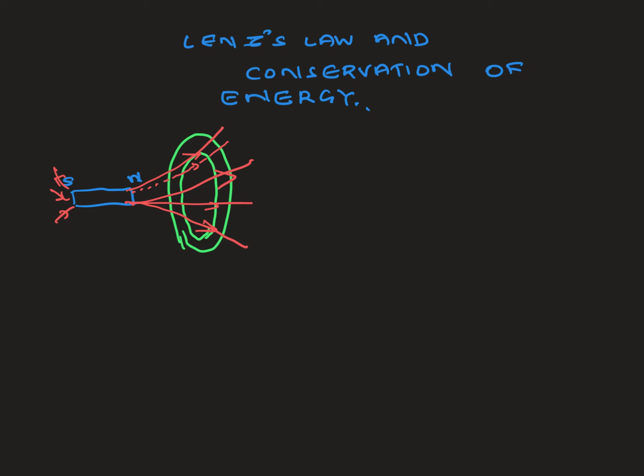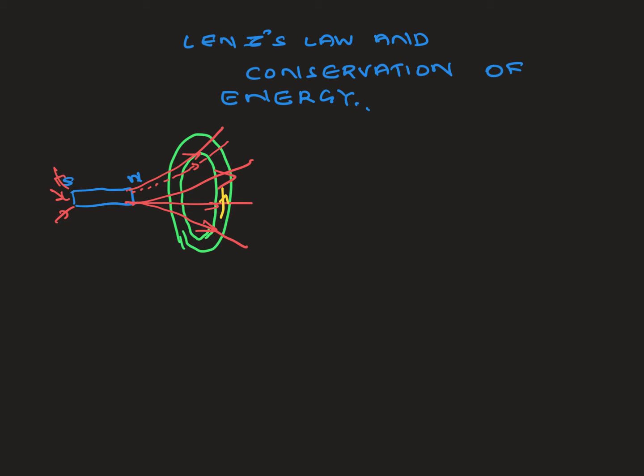Obviously there's a change in flux, because the flux that the metal ring is exposed to is changing. So what will happen? It's going to induce an EMF in this metal ring. That EMF will create a current in this conductor. Because this is moving this way, it's going to create a current that flows this way. So let's draw the direction of the current here. That is this way.